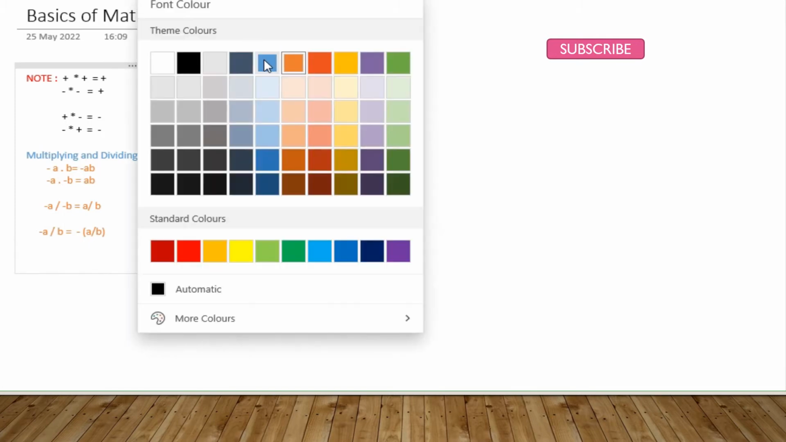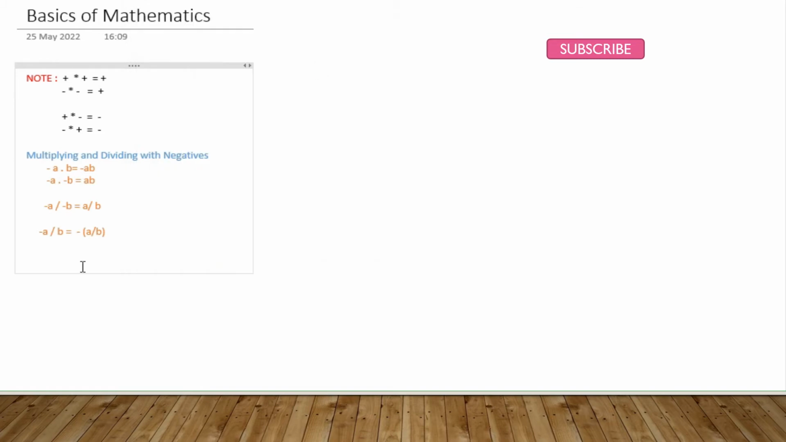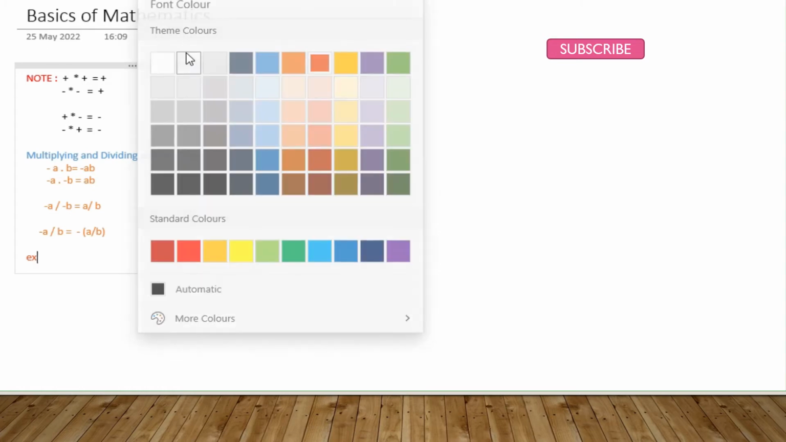Wait one second. This is not a beautiful color. Wait.